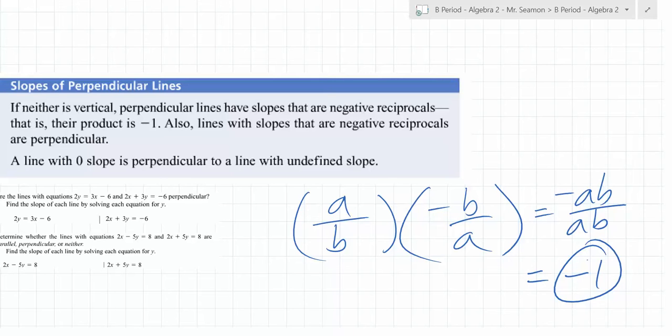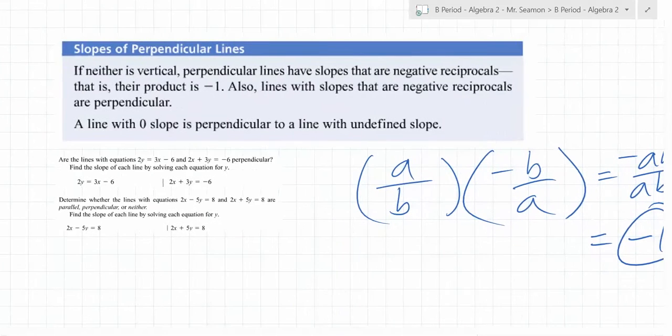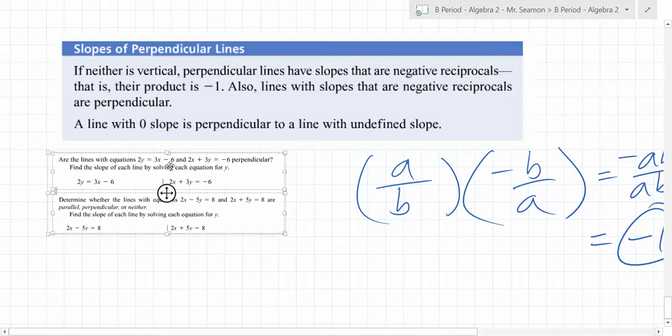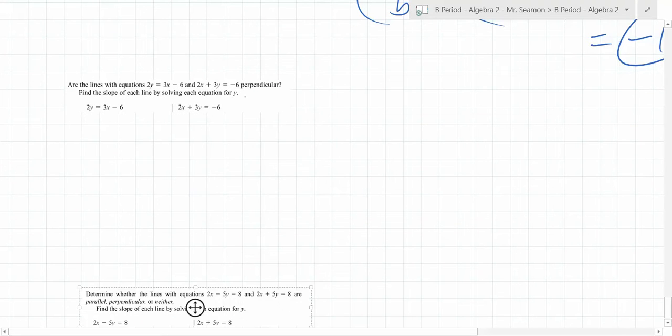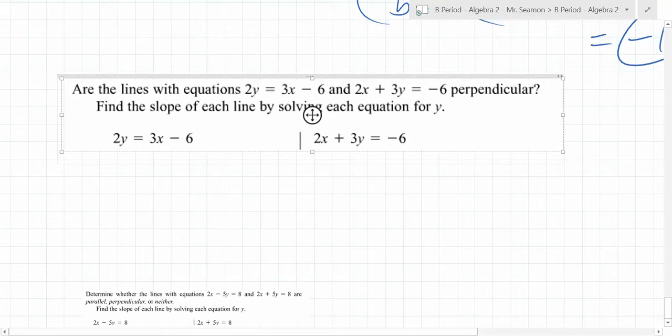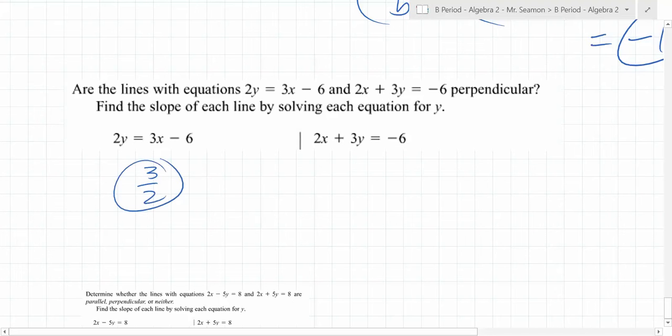So if one line has a slope of 3/7, what's the perpendicular slope? -7/3. Exactly. So what happens if I gave you this one right here and said, are they perpendicular? Who got 3 over 2 for the first one? Nice. Can you please show us how to do that?